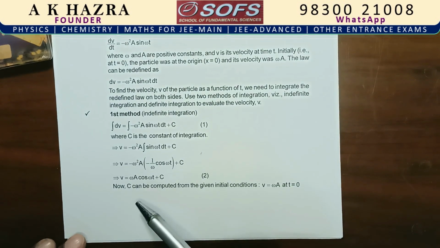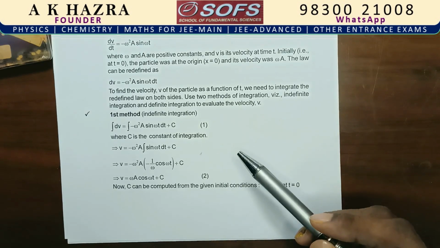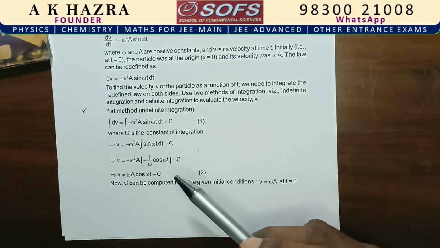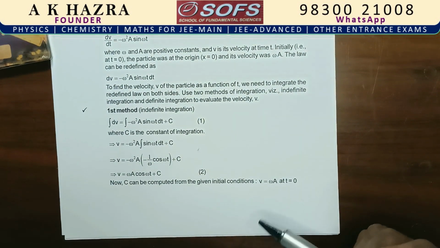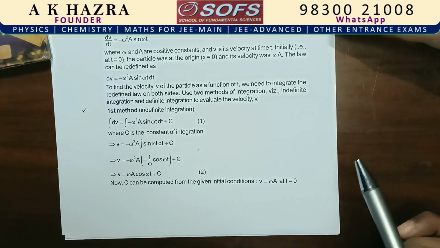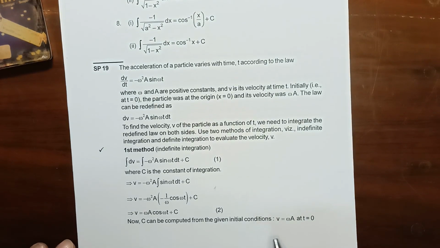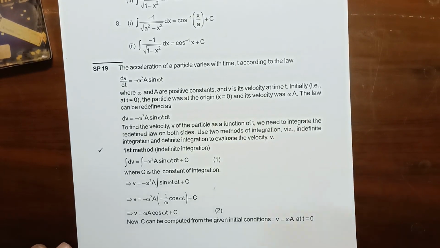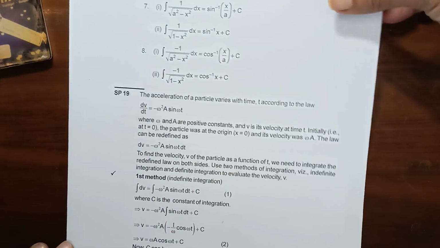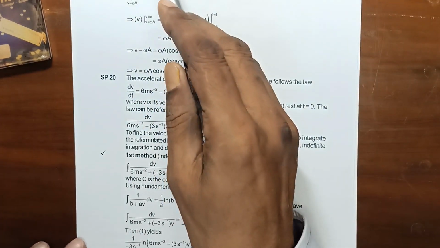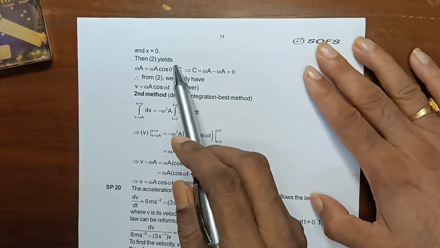plus c. Now in indefinite integration, since there is an integration constant, it can be computed from the initial condition given in the problem. So we are going to compute c by using the given initial condition. What is the initial condition? v is equal to omega a at t equals 0. Initially means at t equals 0, at x equals 0. Then equation 2 yields what?